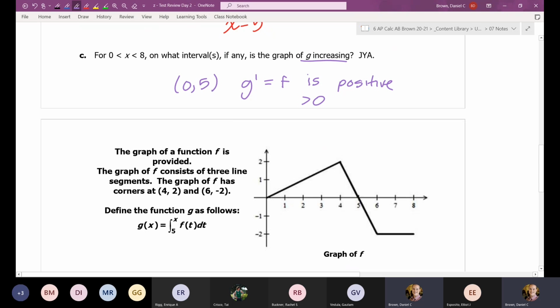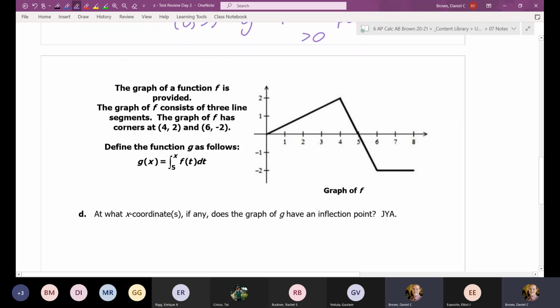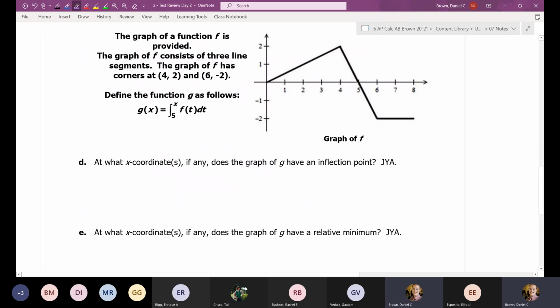And then D is going to be similar, and I'll take questions on C and D. It says at what x-coordinate, if any, does the graph of g have an inflection point? I don't think we've done inflection points in a while, so it's a good time just to review those in general. When we talk about an inflection point, that is where concavity changes.